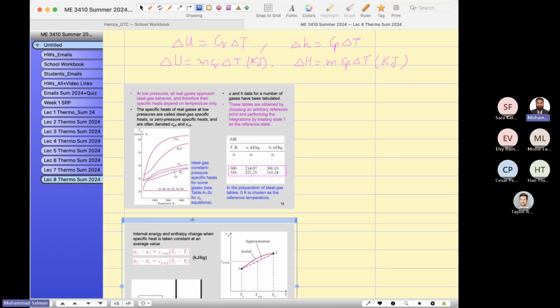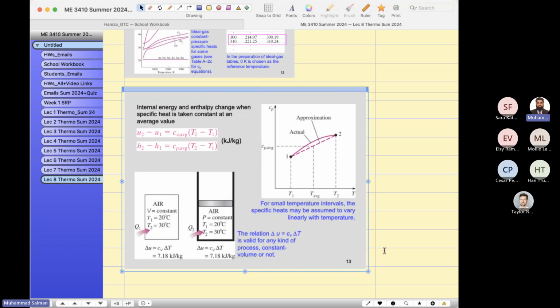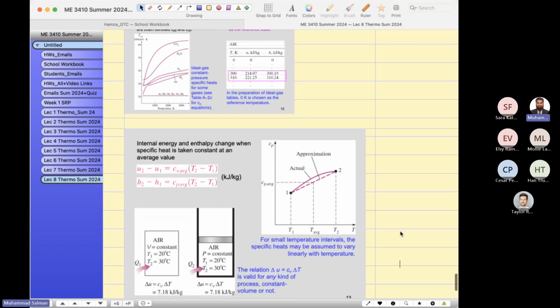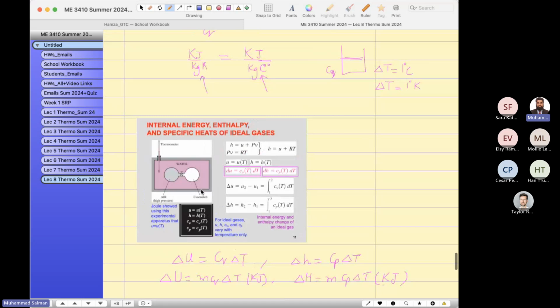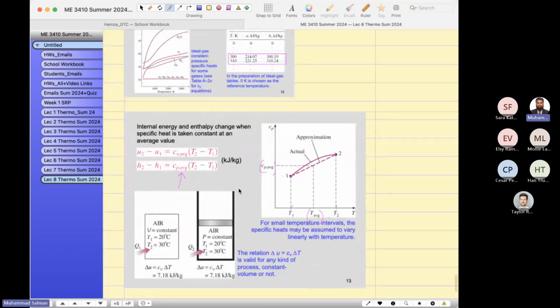So what we do in the problem, usually we take the average of the two temperatures. Suppose a process is taking place from small to high. This is a process taking place from this temperature to this temperature. You take the average temperature and average Cp, and rather than doing the integral, you just do the average of the two Cp values. Cp 1 here, Cp 2 here. You take the average of these two.